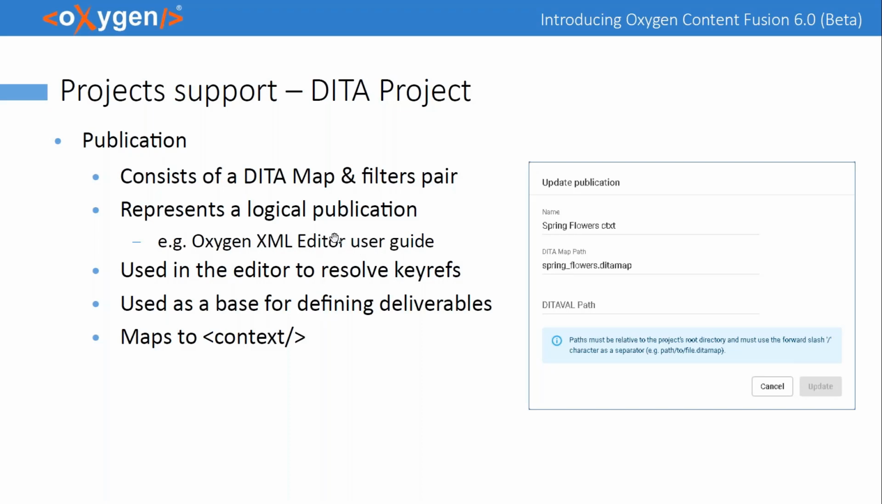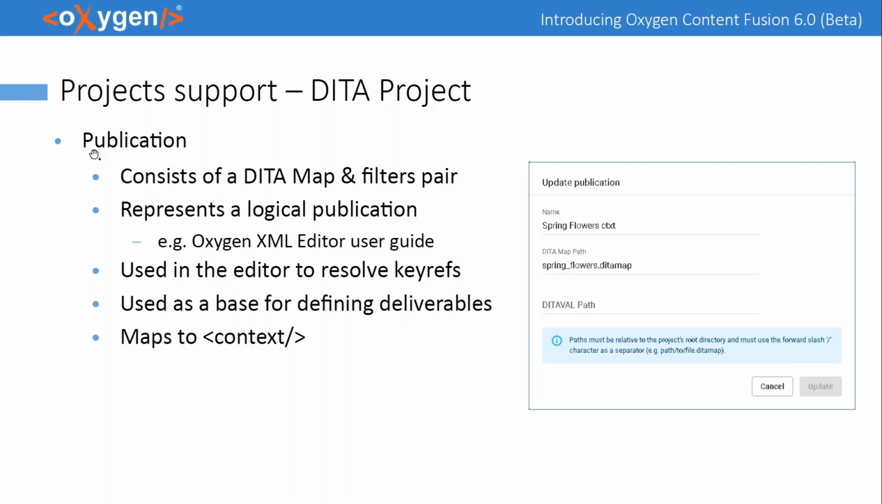It is not the concrete publication, the concrete output, because from this logical publication you can, for example, generate a PDF. You can generate web help, you can generate some embedded help for your application, and so on. And this publication is used, for example, in the web editor to resolve keyrefs, because it contains a DITA map and filters, and once you know the DITA map and filters, you know every key reference, you know the target of a key reference. And it is also used as a base for defining deliverables.